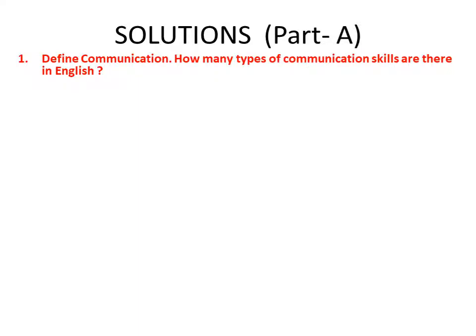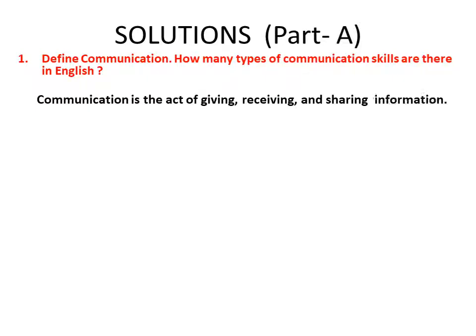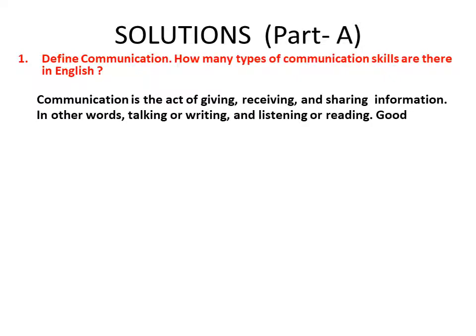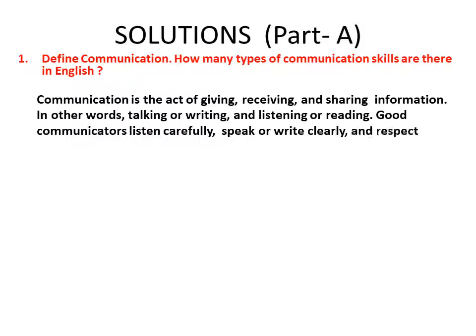Solutions of part A. First question, define communication. How many types of communication skills are there in English? So, communication is the act of giving, receiving, and sharing information. In other words, talking or writing and listening or reading. Good communicators listen carefully, speak or write clearly, and respect different opinions.